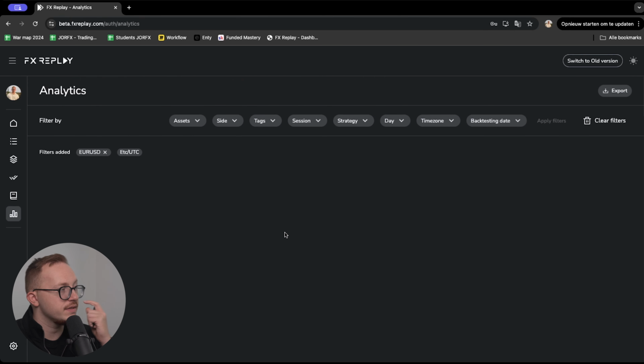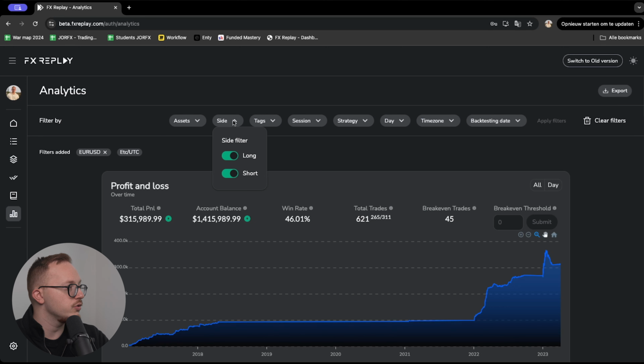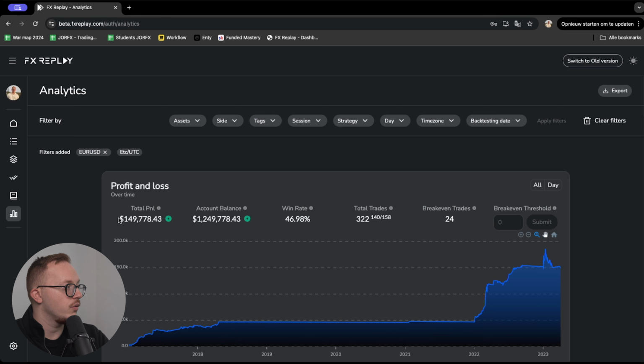And then also with this analytics step, we were just looking at Euro USD, but you can also do some very cool other things. For example, I only want to look at my short positions on Euro USD. I will apply the filters right now, and I only selected short at this moment. And as you can see, 149k. This was then the account balance, then 47% win rate, 322 trades, and this was the result of all of these months. But yeah, very cool.